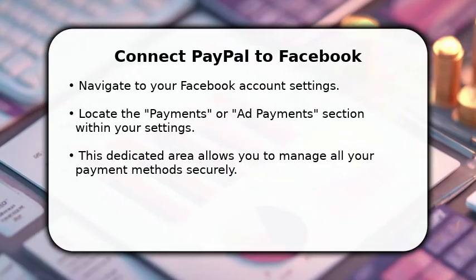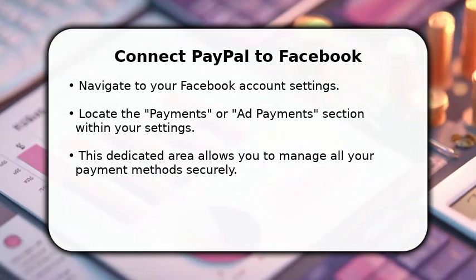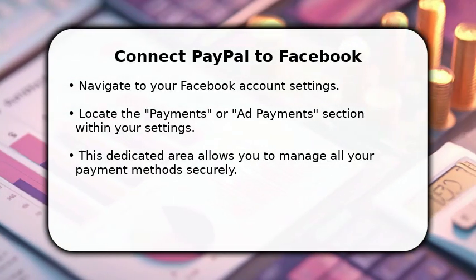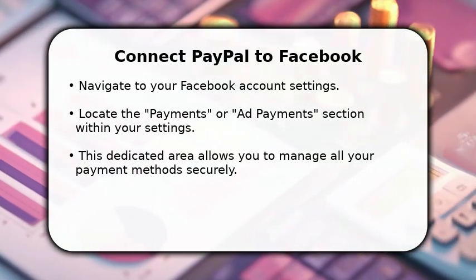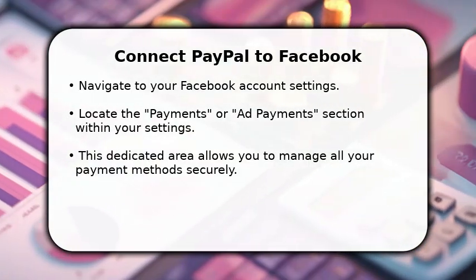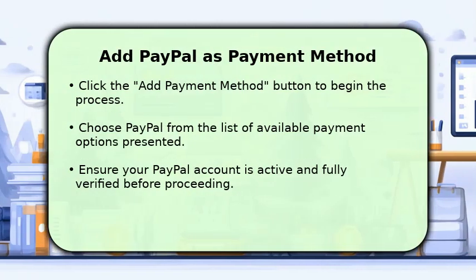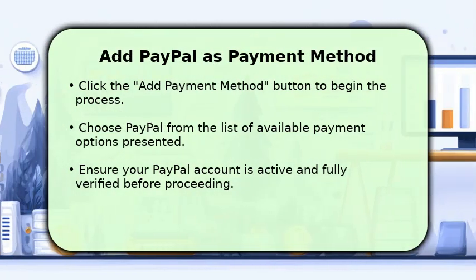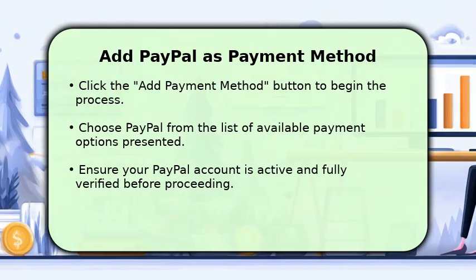On the left-hand menu, you will find a section labeled Payments or Add Payments. This is your central hub for managing all financial transactions and payment methods on the platform. Once you are in the Payments section, you will see an option to add payment method. Click on this button to proceed.